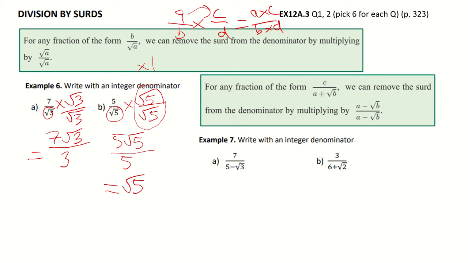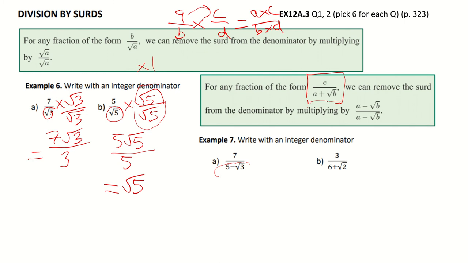Now, that's when it was a single surd on the bottom like that, but we can get fractions that look like this, where we have a surd and we have a number added to it. If we have a fraction like this, we're going to need to multiply it by a take the square root of b over a take the square root of b, so that's effectively multiplying it by 1. The reason we multiply by a take the square root of b is that this is a difference of two squares.